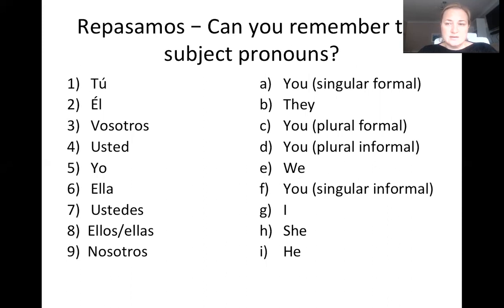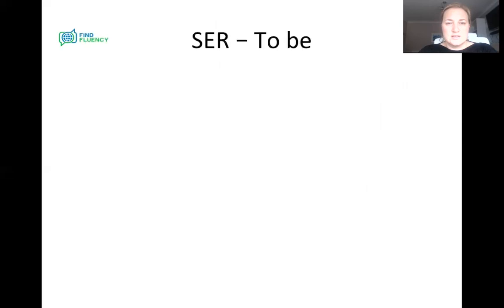So 9E. Just very quickly run through those answers again. 1 is F, 2 is I, 3 is D, 4 is A, 5 is G, 6 is H, 7 is C, 8 is B, and 9 is E. Okay, moving on. Hopefully we've got most of them right if you've done those lessons, the last few lessons.